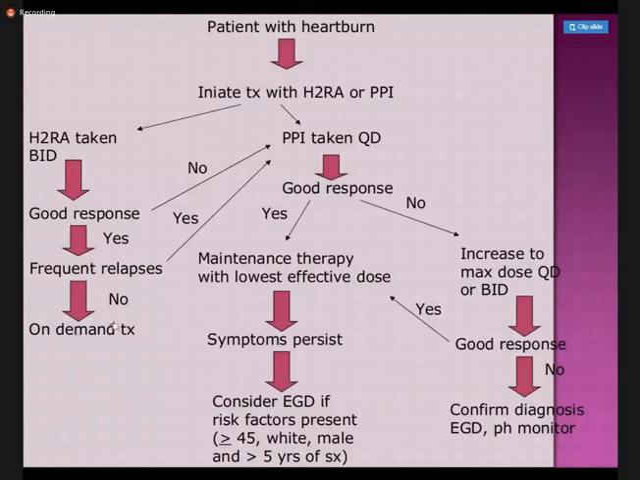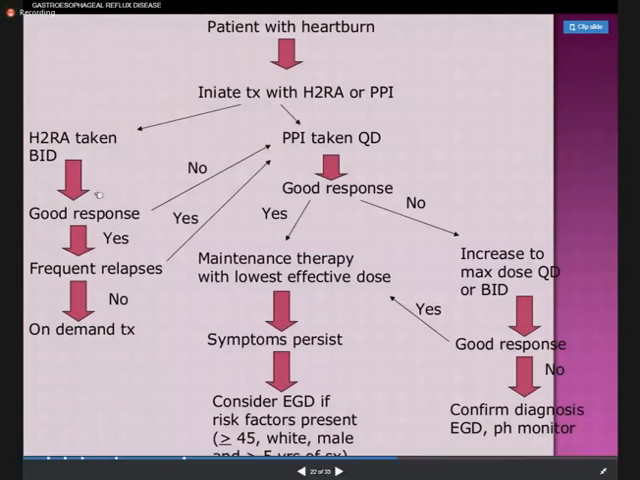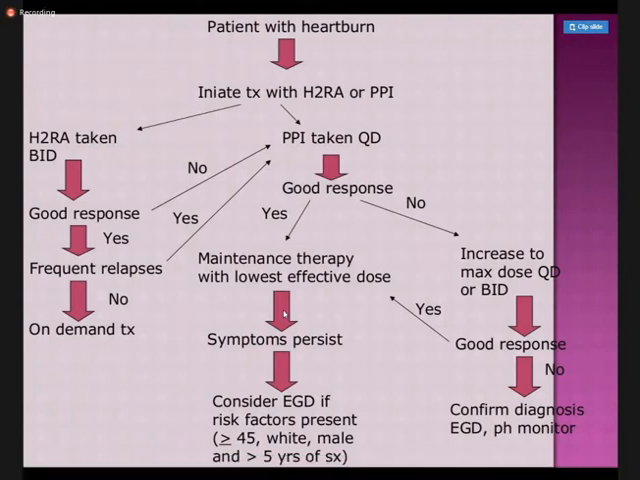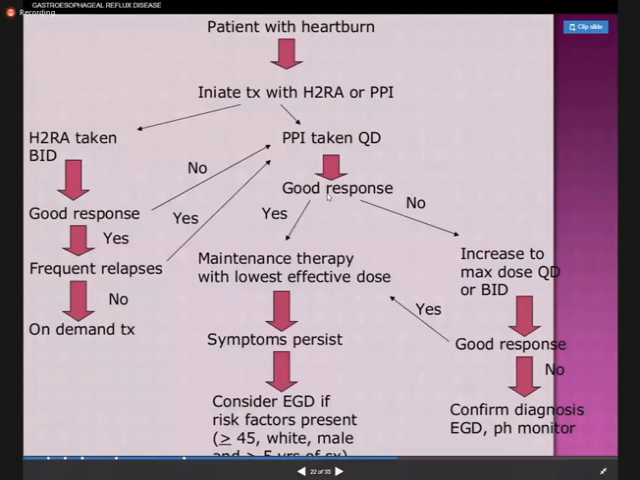This is the algorithm which I follow. Okay. And if the patient has got good response, you can switch from H2 receptor antagonist to PPI. And if good response, maintain therapy at the lowest effective dose. If the symptoms persist or the patient develops alarm symptoms, consider endoscopy. If there is no response with the PPI, increase to the maximum dose.